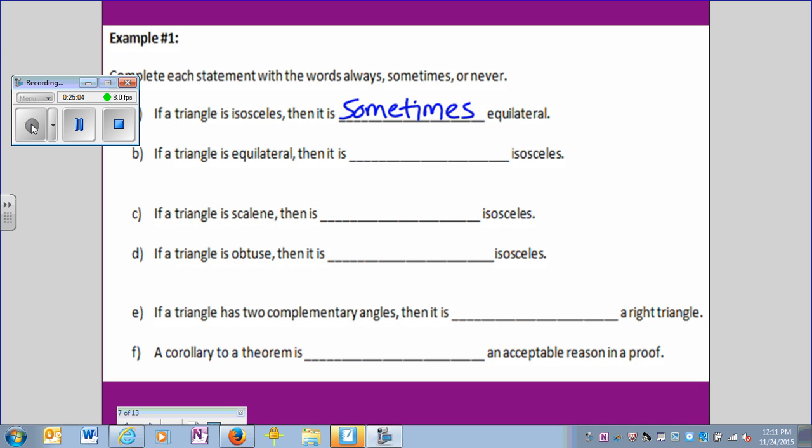Letter B, if a triangle is equilateral, then it is always, sometimes, or never isosceles. Good job. I thought those two were the toughest too. If the triangle is equilateral, then it is always isosceles. How many people got both of those? Raise your hand. It's good.